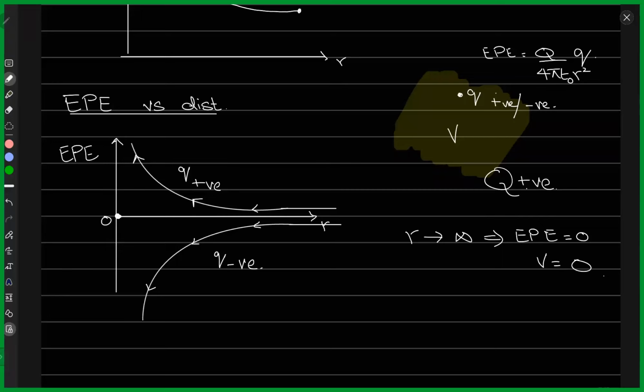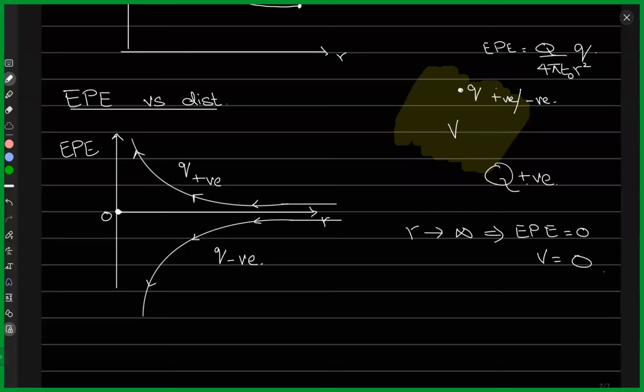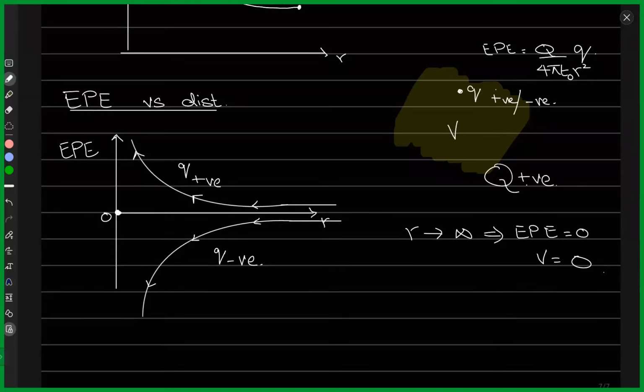Can someone tell me which is that one thing? If I want to draw the same graph for gravitational potential energy, I'm saying that the graph would be exactly identical except one thing. Can you tell me what's that one thing that would not be here in case of a gravitational potential energy? Anyone?